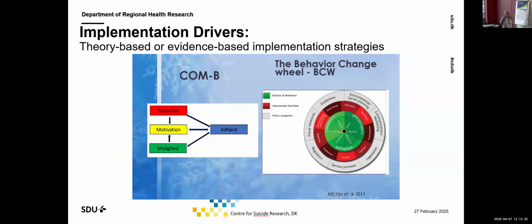Then to find out what implementation strategies we needed, we used the COM-B model, which is a model of how behavior is affected. And the COM-B model says that capacity, motivation, and opportunity affect behavior.